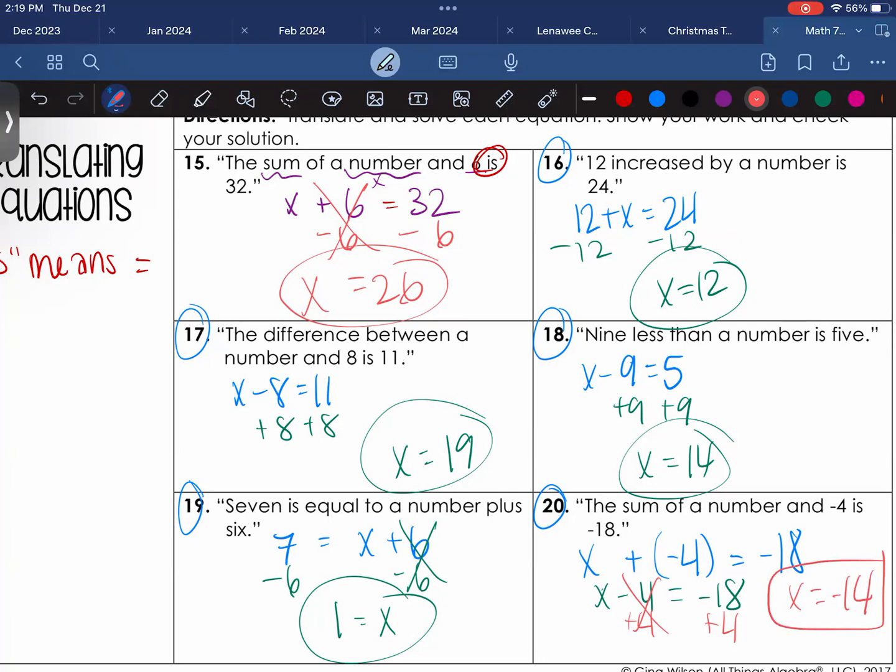Now, if you got a few of these wrong and you don't understand it, pause, ask for help, and figure out where you're making your mistakes.